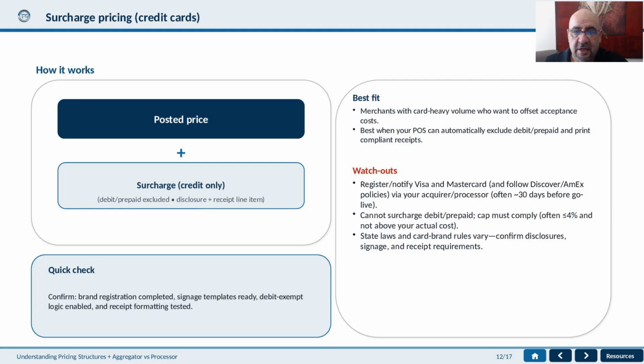Cannot surcharge debit. The cap must comply, often below 4% and not above actual cost. That's a little way of saying you can't charge debit or prepaid cards a surcharge. State law and card brand rules vary, so confirm disclosure signs and receipt requirements. Again, this should be built into all your systems. If you are using this, it should already be built in. Very important.